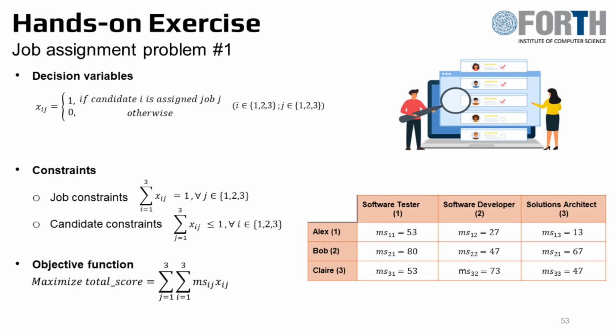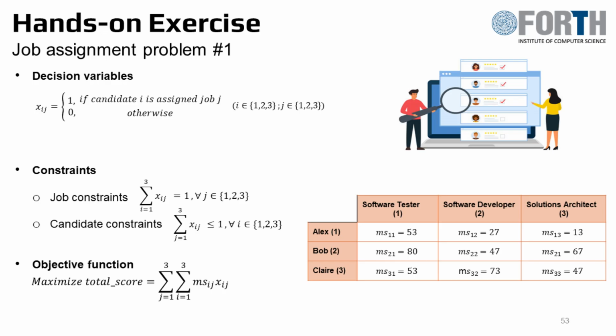First, each job must be assigned exactly one candidate. That means that if we sum x_ij over all candidates for a fixed job j, the result must equal 1. Second, each candidate can be assigned to at most one job. So if we sum x_ij over all jobs for a fixed candidate i, that sum must be less than or equal to 1.